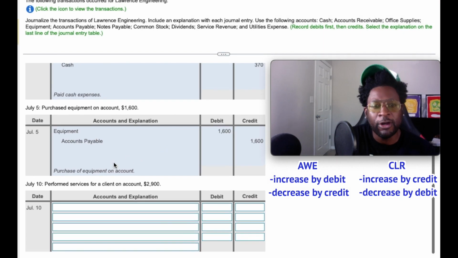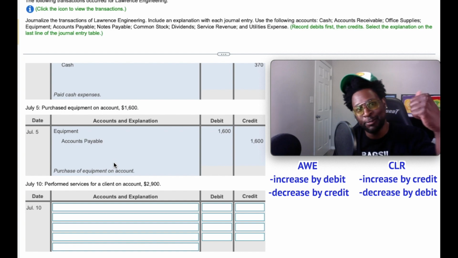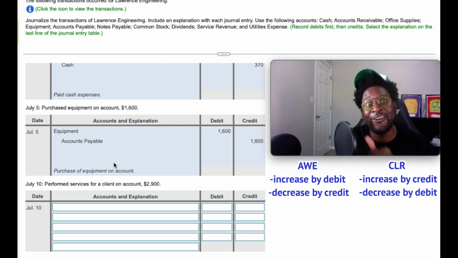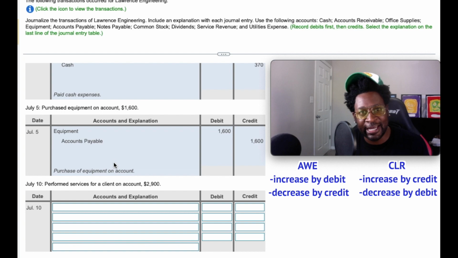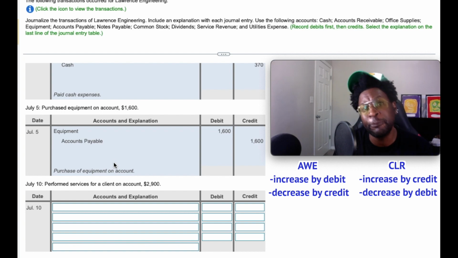Next, perform services for a client on account. What are the key words? Perform services and on account. Here we go again, gang. On account. Now, let's identify the first batch. We perform services.